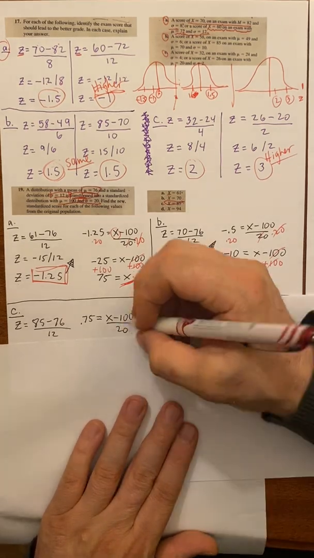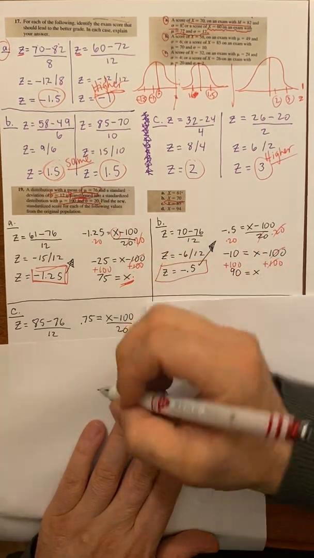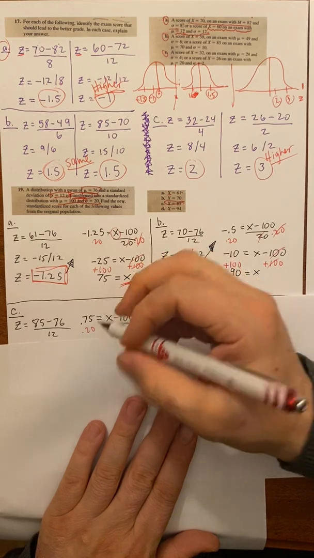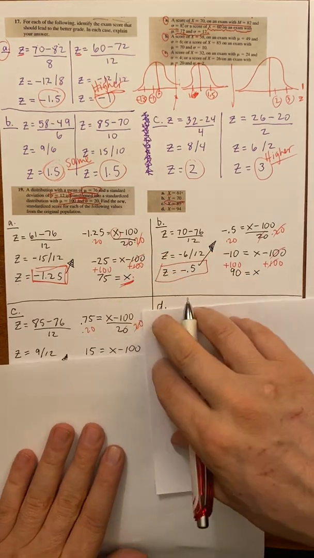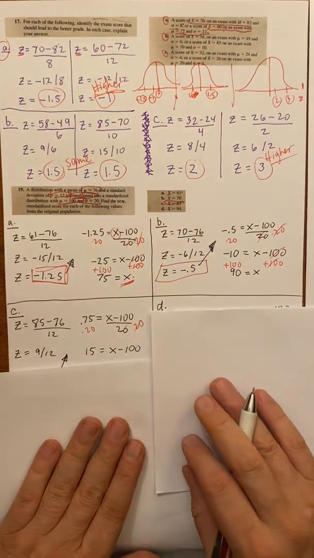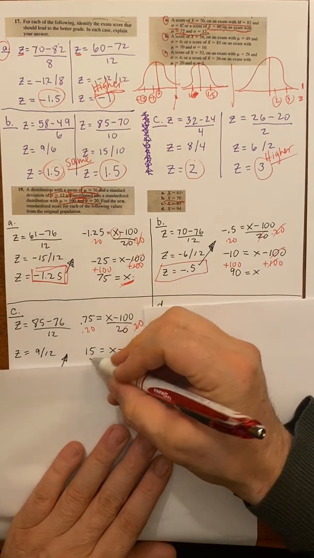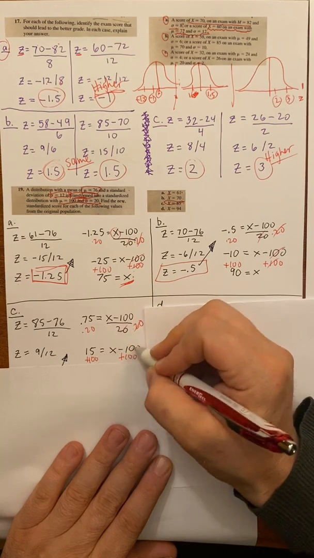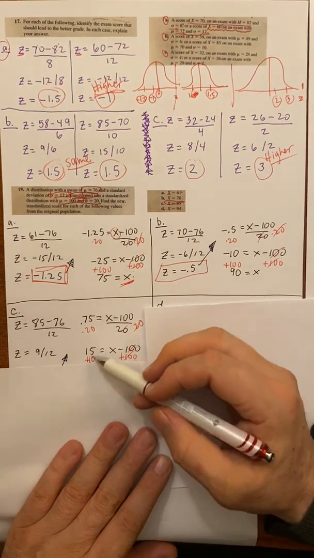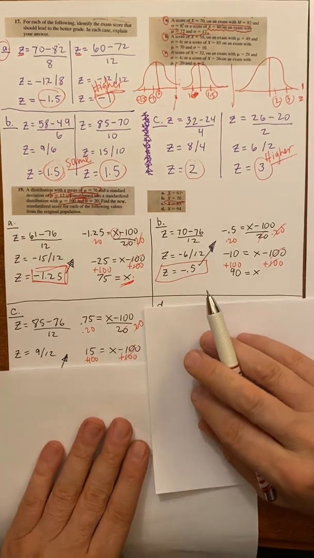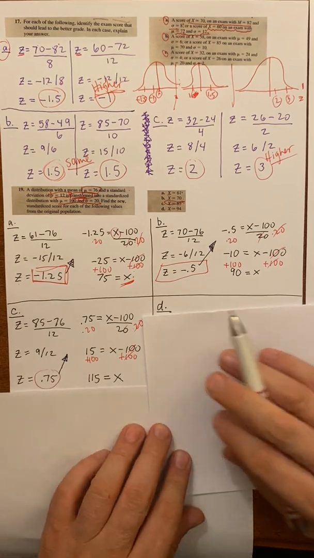I'm going to start off by getting rid of that 20 by multiplying it out on both sides so that it becomes 15 equals x minus 100. I'm going to get rid of that 100 by adding it to both sides. Cancels out on this side, adds on this side, so now I have a new x value of 115.